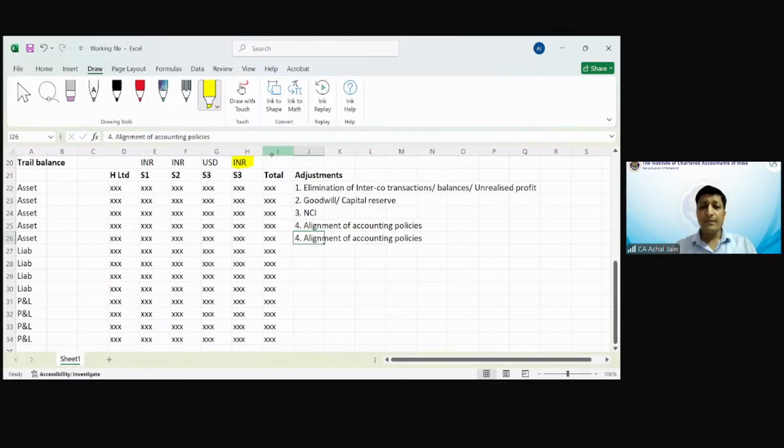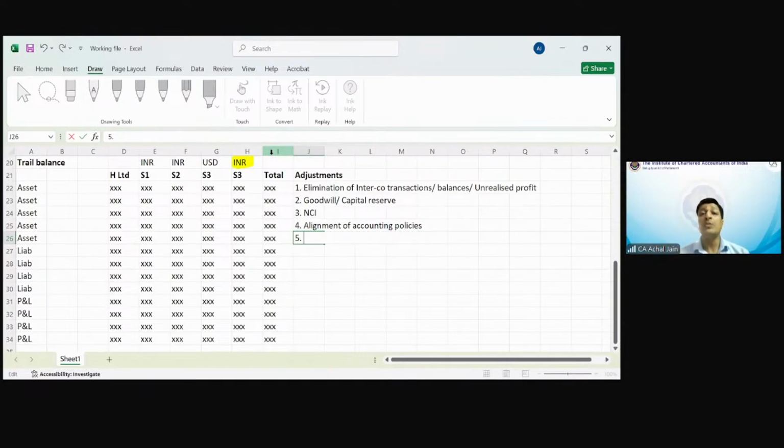it may happen that because S3 is a foreign subsidiary, it is following a different accounting period. Correct? H, S1, S2 may be preparing their separate financial statements from April to March. S3 might be doing that from January to December.